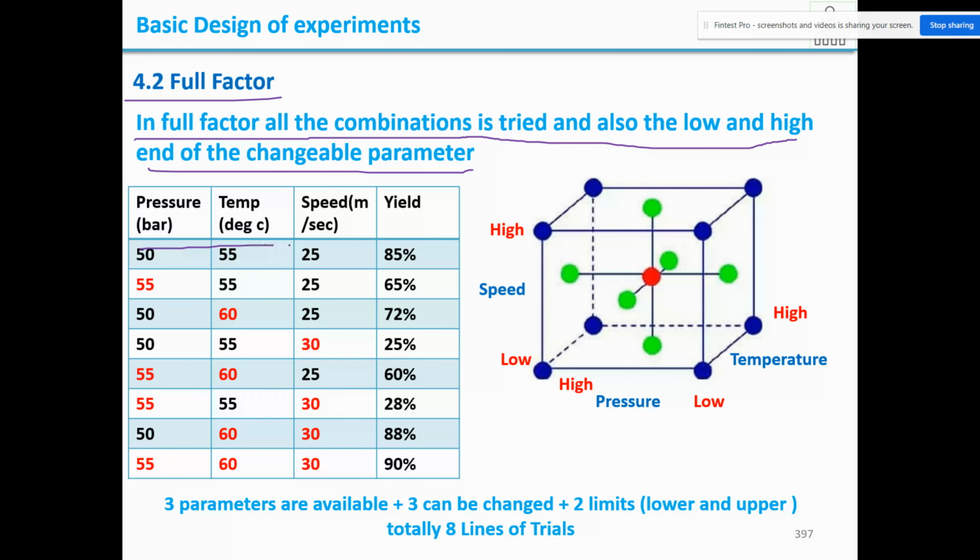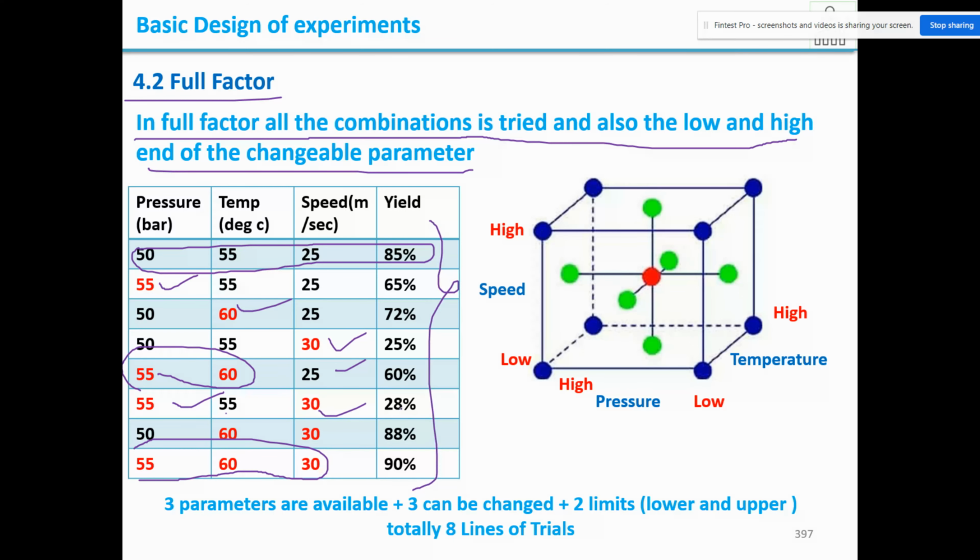Now this is a normal parameter in a row. First they change one parameter at a time. Then if you come to the next experiment, they have changed two parameters at a time, keeping one constant. Then again keeping one constant, another two. And in the last, they change all the parameters. So this is called full factorial.